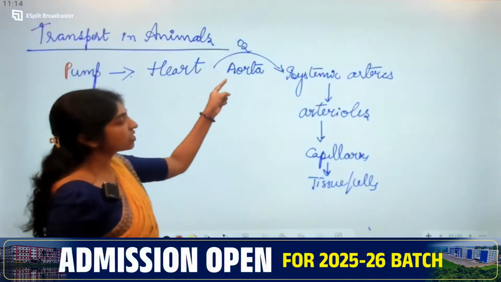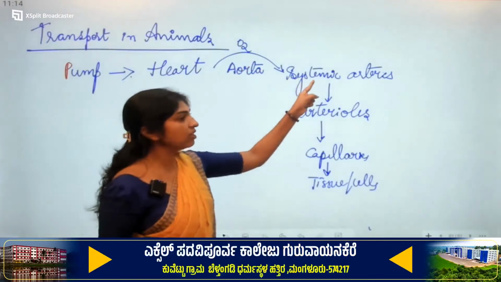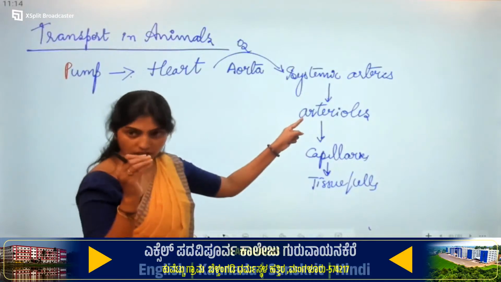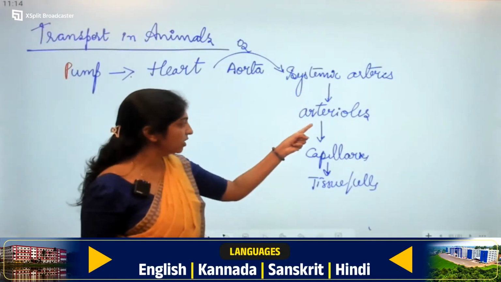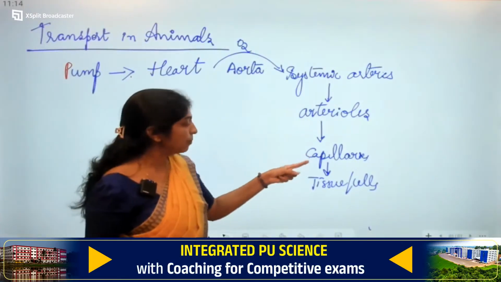What type of blood is carried by the aorta? The oxygenated blood, which is taken up by the systemic arteries. Systemic arteries give rise to the fine branches called arterioles. The blood is carried to the arterioles, from the arterioles to capillaries. Capillaries will give the blood.